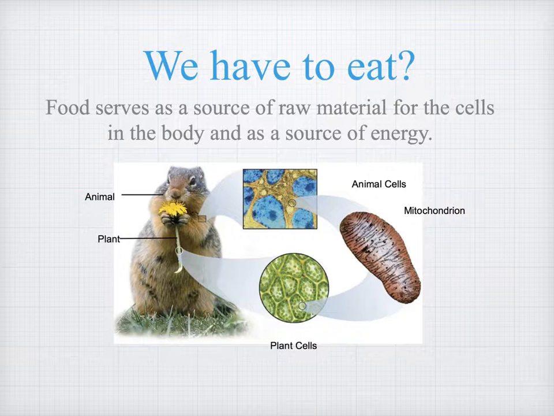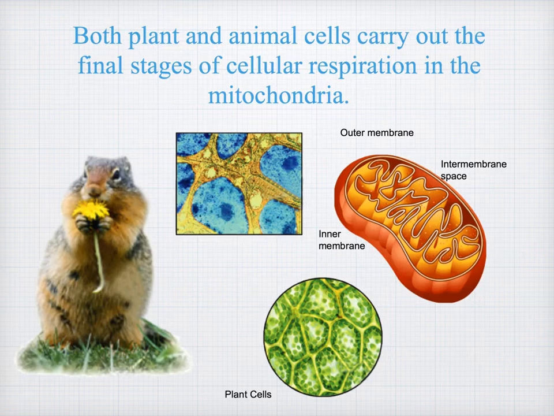Why do we have that there? Because that's where cellular respiration takes place, in the mitochondrial membrane of organisms. Now, a lot of times students get confused because they think that cellular respiration doesn't take place in plants. That is incorrect. It does. Cellular respiration takes place in both plants and animals.